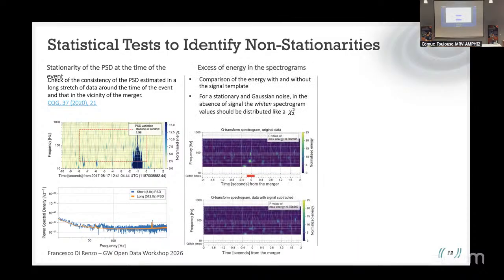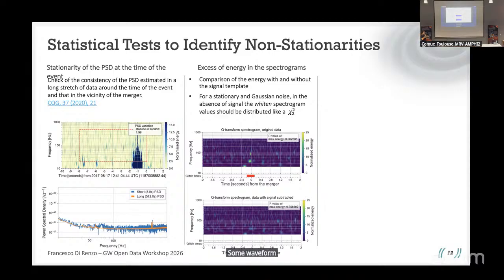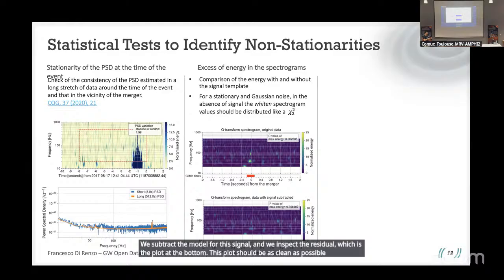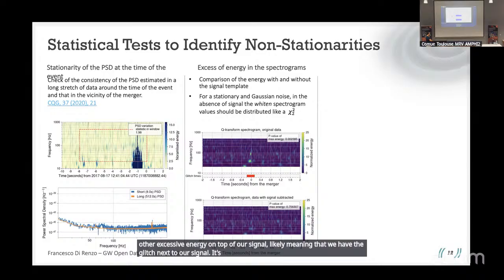Another, more direct way is directly on the signal. If we identify a signal within some waveform, we subtract the model for this signal and we inspect the residual, which is the plot at the bottom. This plot should be as clean as possible. It should be compatible with stationary and Gaussian noise, white noise, once we have whitened it. If there is a residual, well, either our model was not perfect or there was other excess of energy on top of our signal, likely meaning that we had a glitch next to our signal. This could have biased our estimate.